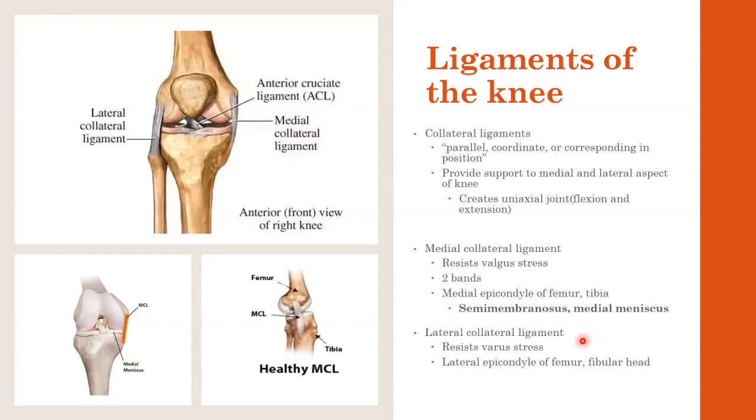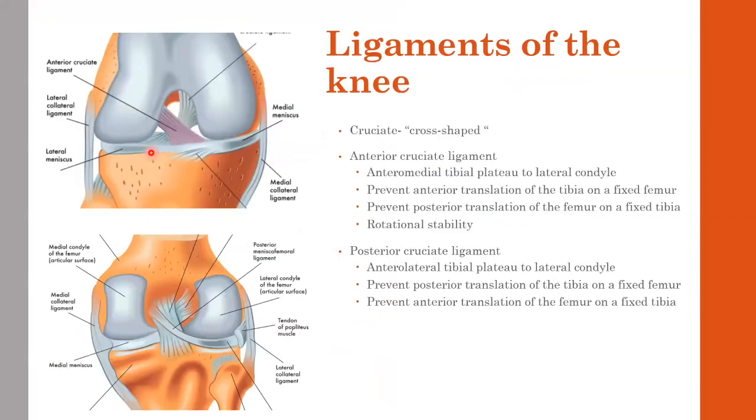Our lateral collateral ligament resists forces occurring on the medial aspect of our knee, also known as varus stress, and its origin and insertion points are the lateral epicondyle of the femur and the fibula head. We've gone over our MCL and our LCL. Now, if we go deeper, stripping away the patella bone, you'll notice that we have two ligaments that cross each other. These will be our cruciate ligaments.